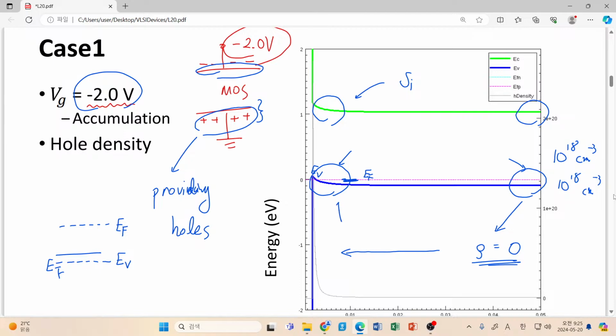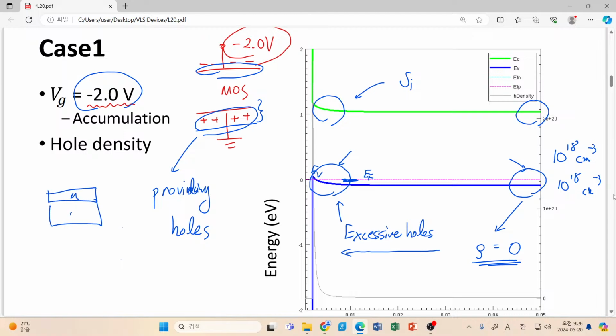So here we will have a thin layer of excessive holes, and it provides us the required positive charged layer. This is the one. And simply speaking, now let's start from the very basic. In this system, we have metal and oxide, and here we have silicon.